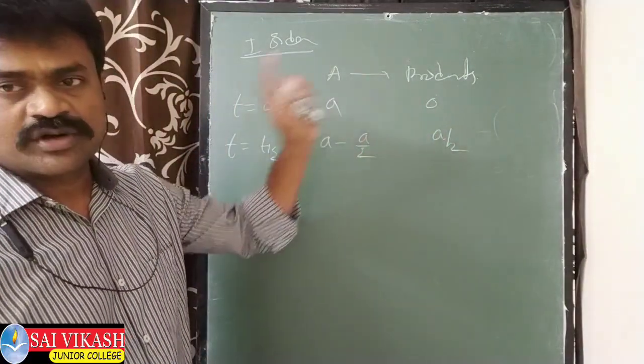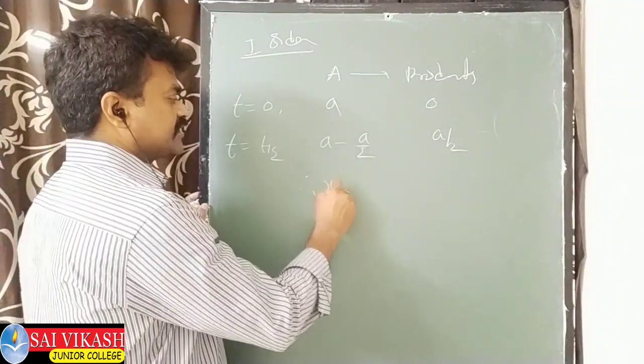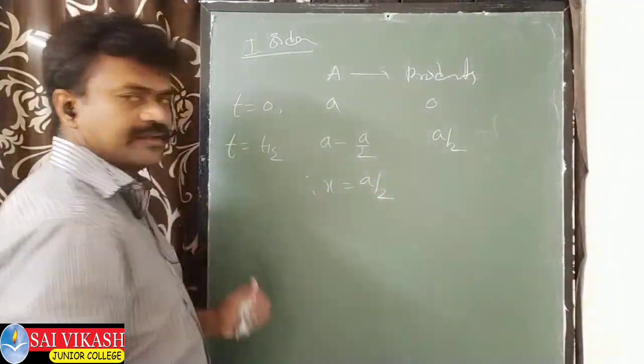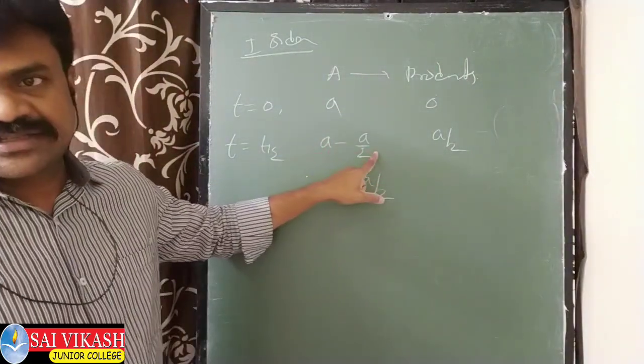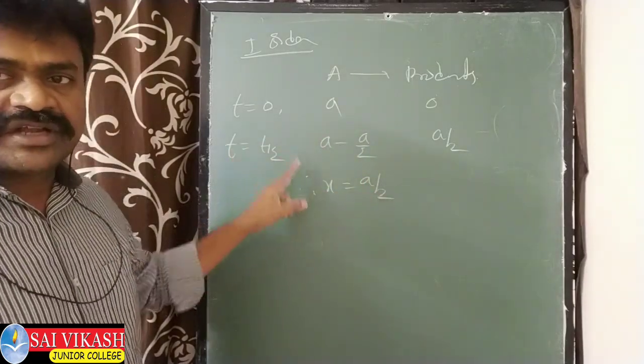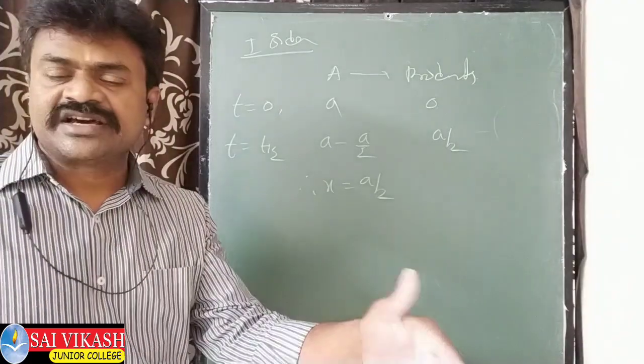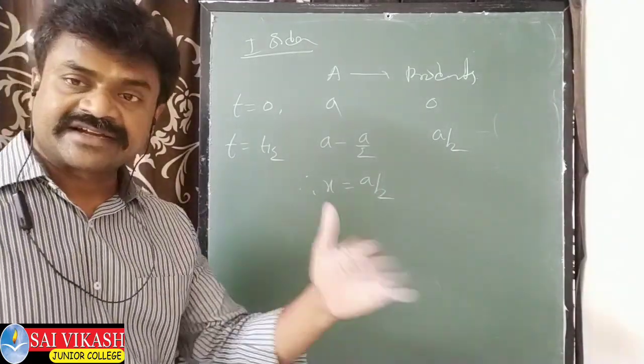We don't want the products, we want the reactant only. So here also x equal to how much? A by 2 only. Usually x is lost, so in the place of x, A by 2 only we got it. When t equal to t half, x equal to A by 2. Half of the initial concentration is reacted.